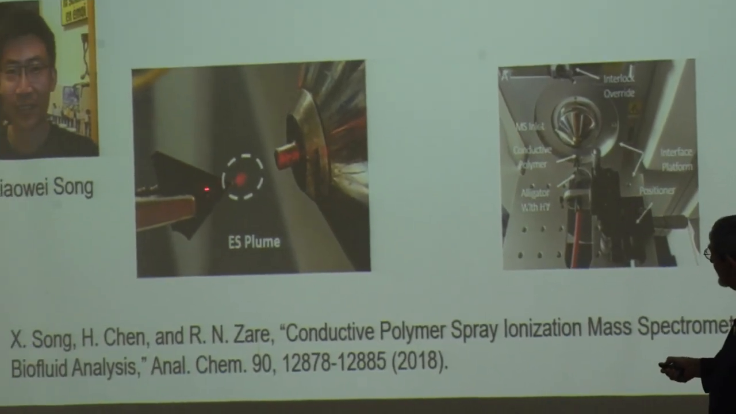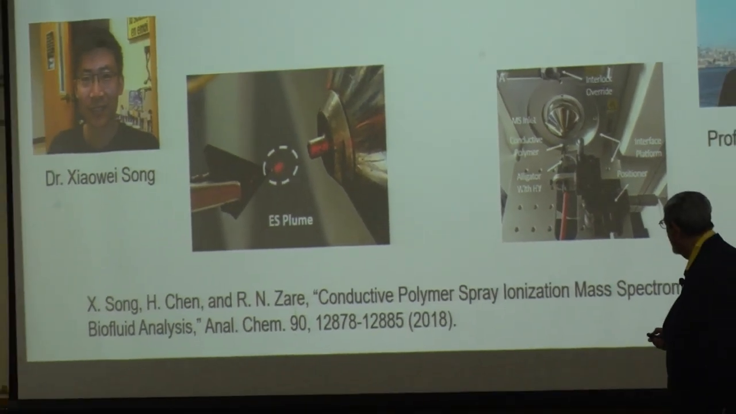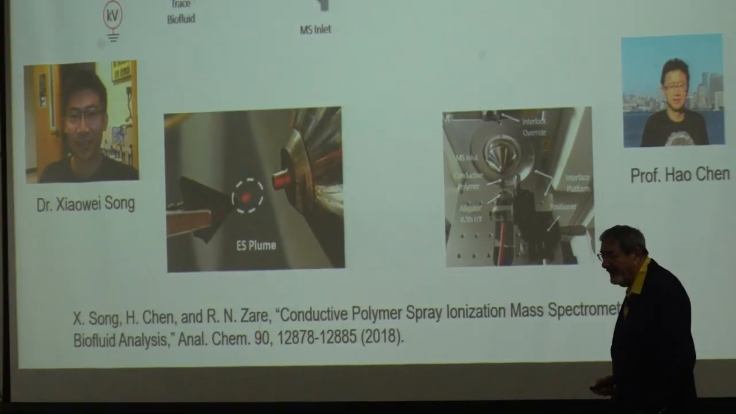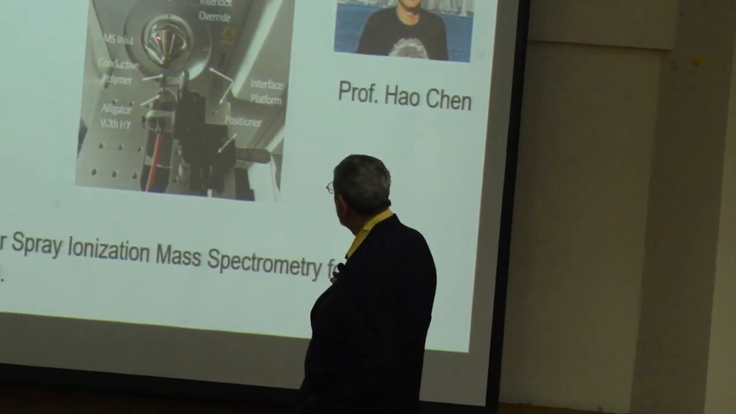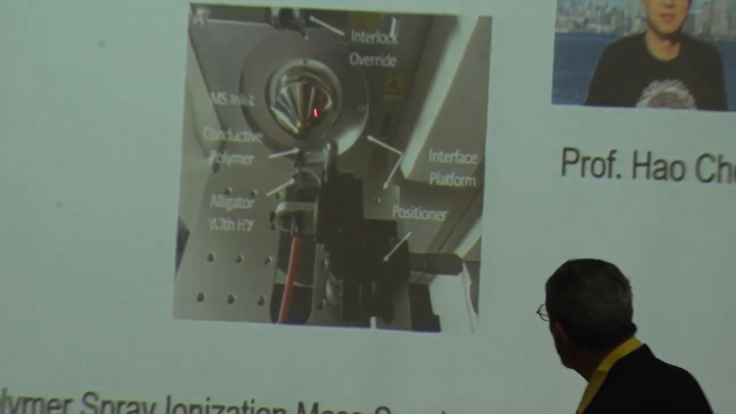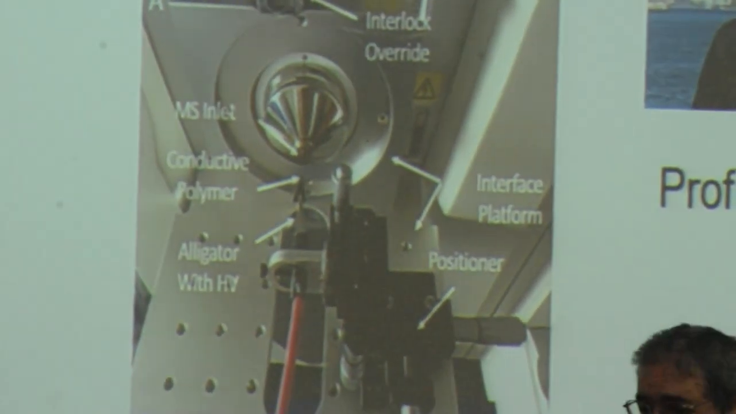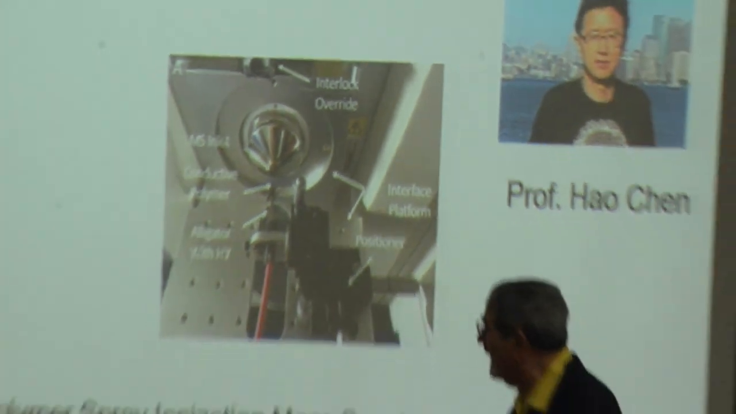I described how this works. This is the electrospray fluid. And this is now work of 2018, okay? Here's the setup. This is the entrance to the mass spectrometer, the big vacuum in back here. It's all done in air. It's very easy to apply the sample this way.